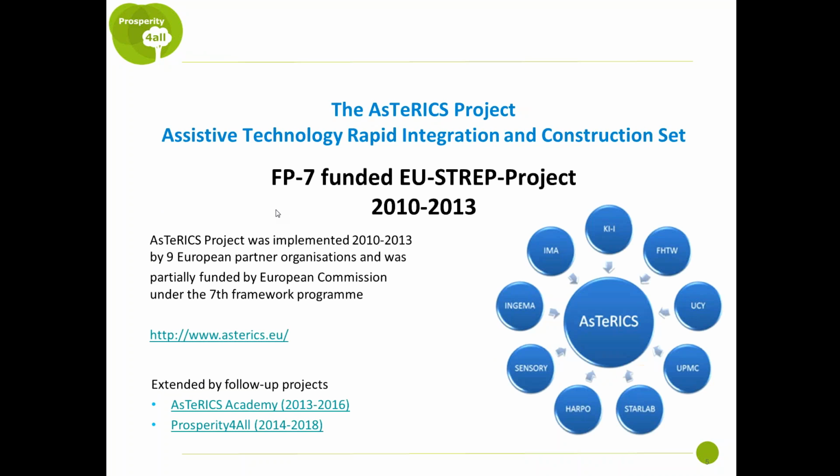The AsTeRICS project was originally funded by the EU FP7 program, and it was developed between 2010 and 2013. And there were two follow-up projects. One was called AsTeRICS Academy, and the second one is the Prosperity4All.